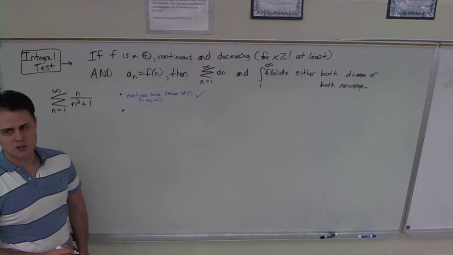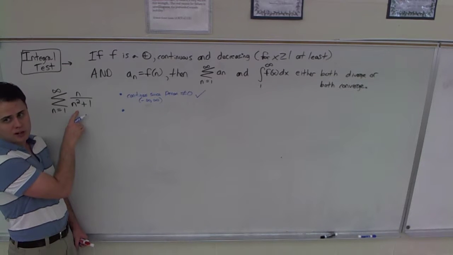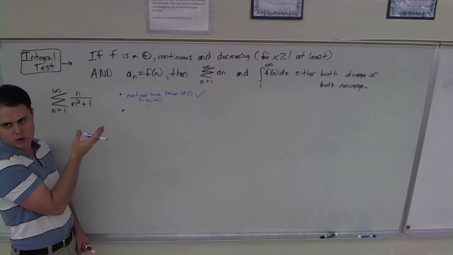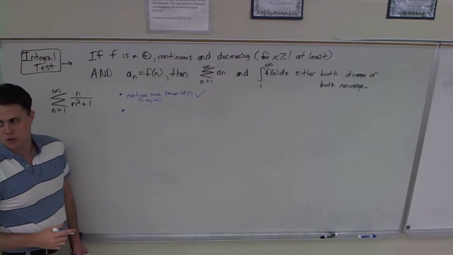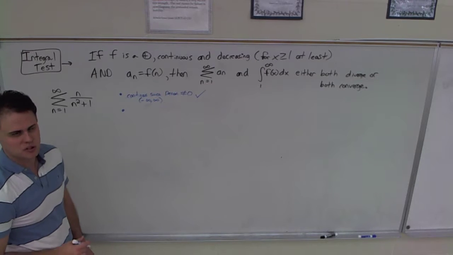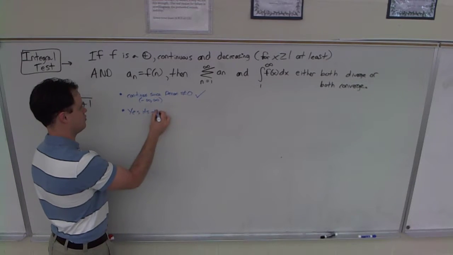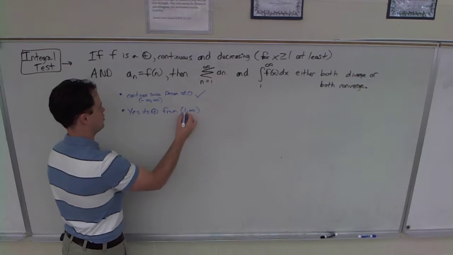Is it strictly positive on 1 to infinity? You don't have to worry about other places, just 1 to infinity. Well, yeah, the bottom's always positive no matter what. And if you put counting numbers from 1 to infinity on the top, aren't you going to be positive there? I don't think we need to really say much about this. We can just say, yes, it's positive from 1 to infinity.